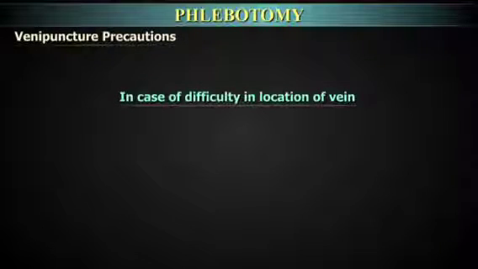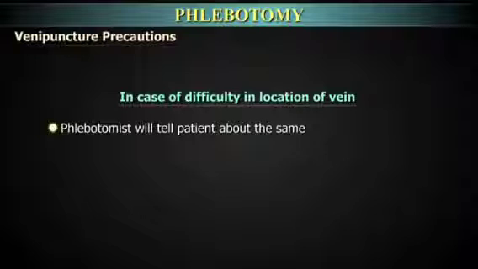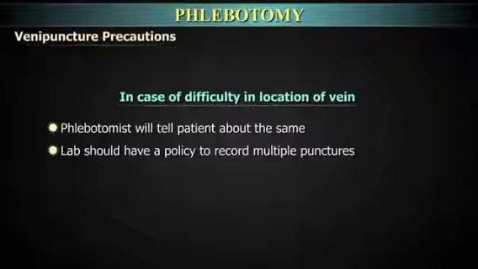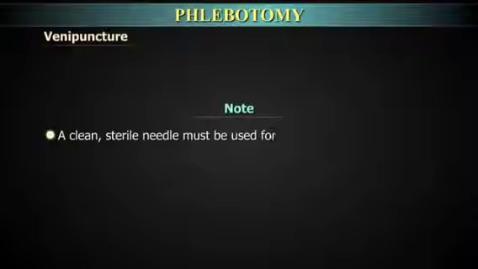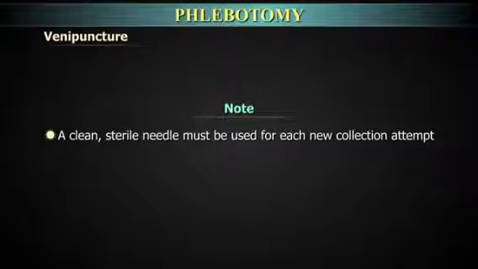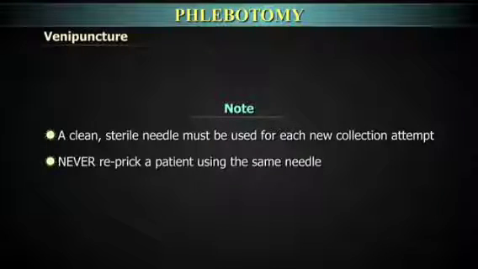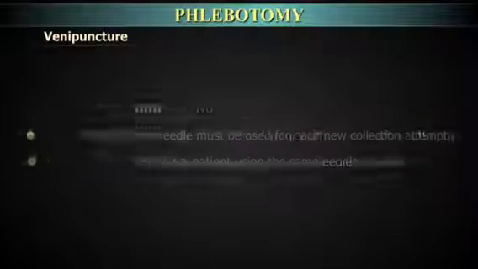In case of difficulty in location of the vein, the phlebotomist must tell the patient about the same. The lab should have a policy to record multiple punctures. Multiple punctures can decrease patient confidence and satisfaction. A clean, sterile needle must be used for each new collection attempt. Never re-prick a patient using the same needle.